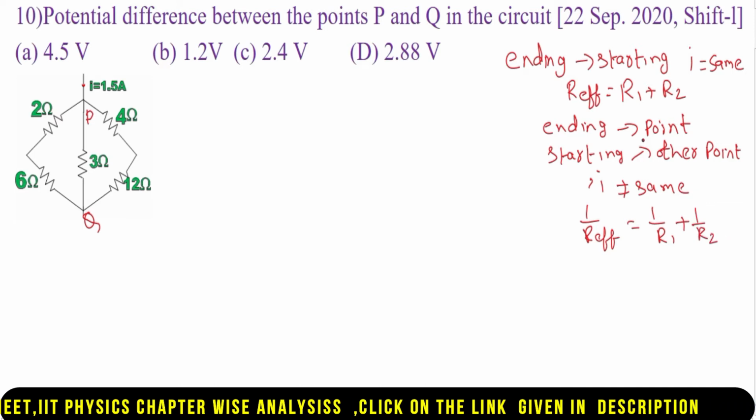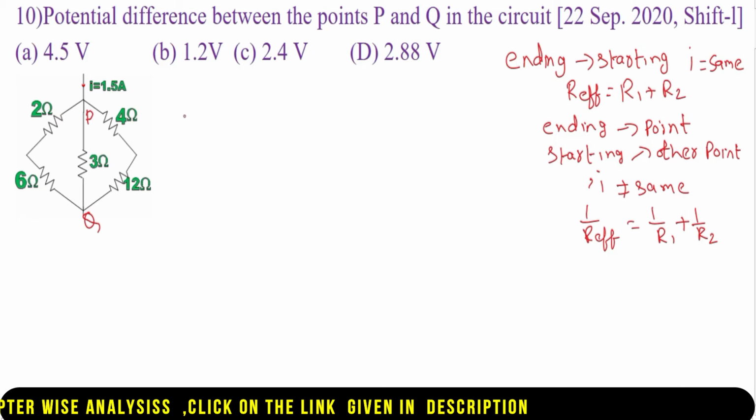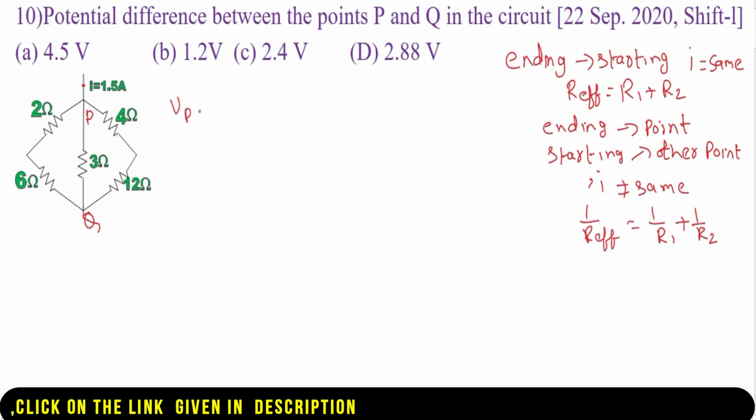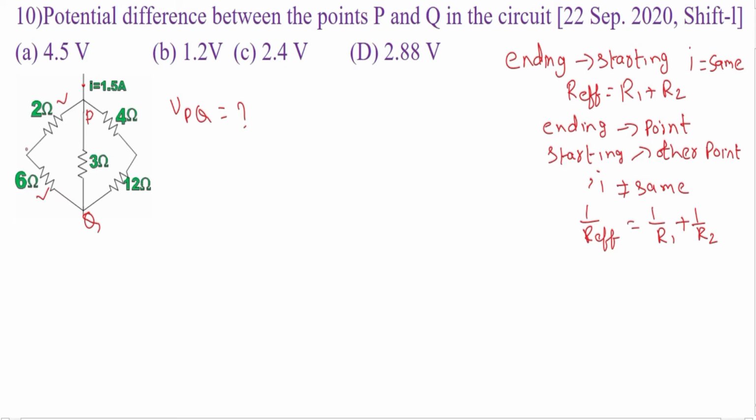Now let us go to this circuit. In this circuit, you have to calculate the potential difference between P and Q, that is, VPQ is equal to how much? Now let us see these two resistors, the 2 ohm resistor and the 6 ohm resistor. The ending of this 2 ohm resistor is connected to the starting of the 6 ohm resistor.